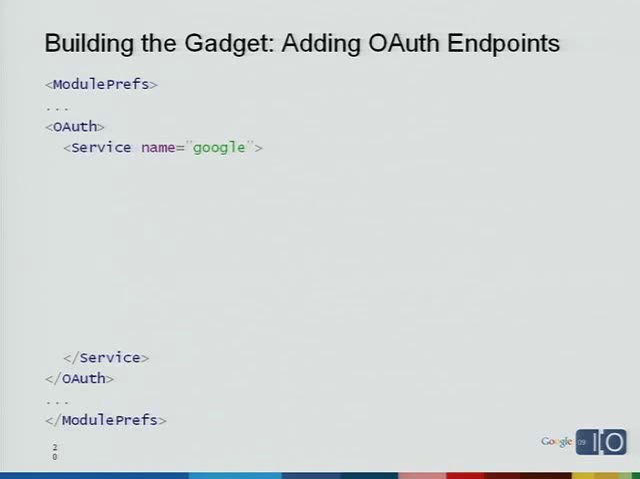So this here's a general skeleton outline of the Gadget module pref section. Now we're going to talk about how to enable OAuth in a Gadget environment. We've got the module pref section. We're going to add a section called OAuth, and we're going to add to that a section named service with the name attribute set to Google, which indicates that we're going to be talking to a Google server.